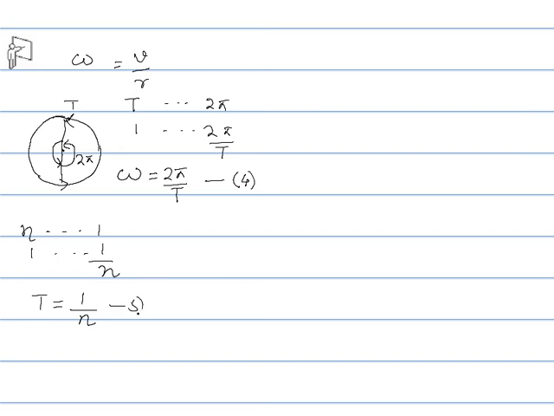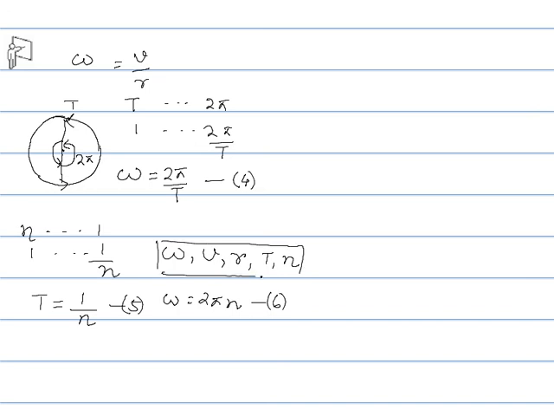This is equation number 5. From this equation, omega equals 2 pi by T, and 1 by T is n, so omega equals 2 pi n, from equations 4 and 5. So this is how these physical quantities, omega the angular velocity, linear velocity, radius vector, time period and frequency, are related in circular motion. See you in the next video.